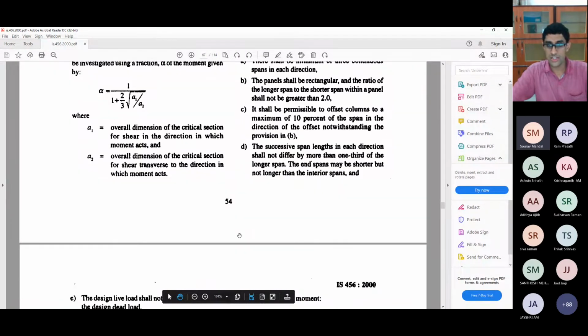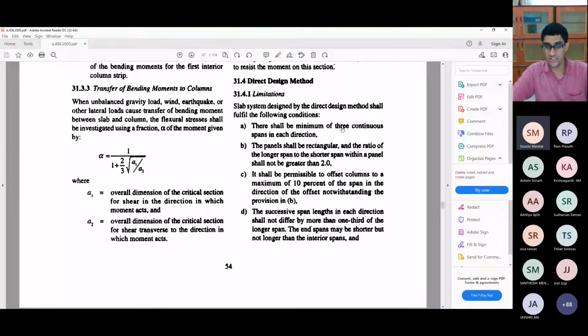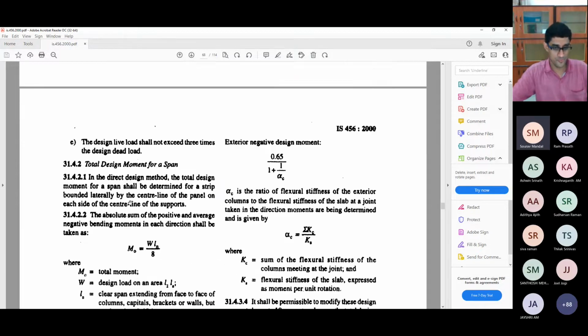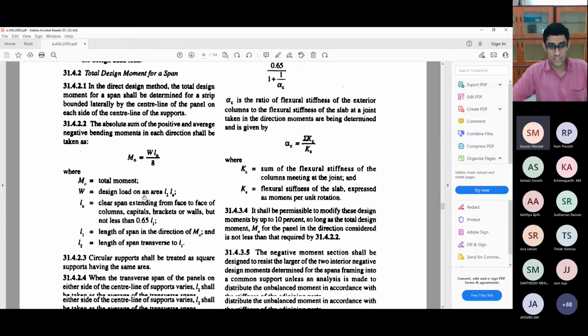Okay, so direct design method, I told you these limitations. Minimum 3 continuous spans, and the ratio of spans should be not greater than 2.0. The span difference should not be more than 10%. Successive spans in each direction should not differ by more than 1/3 of the longer span. So you can just read through them. Of course, live load should not exceed 3 times the dead load. So this is the formula which I showed you, the same thing which I just talked about.